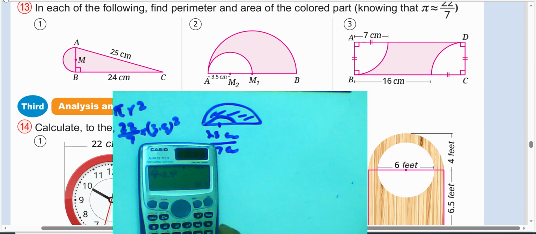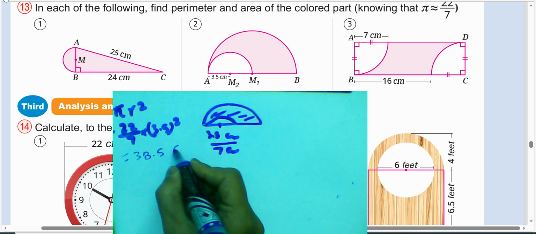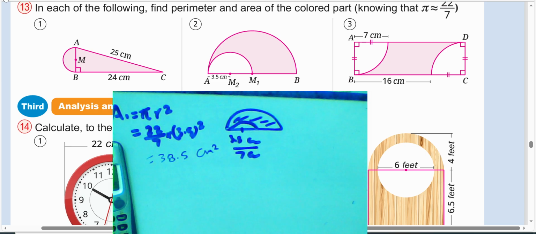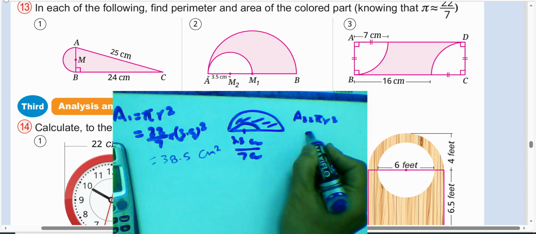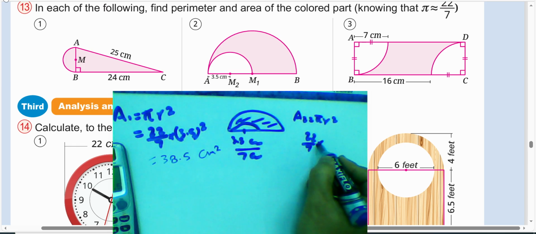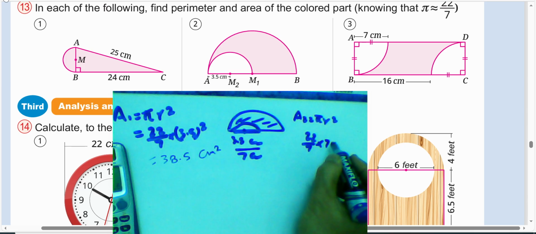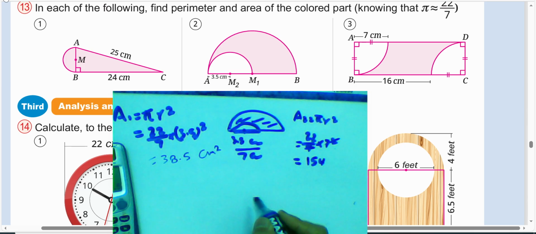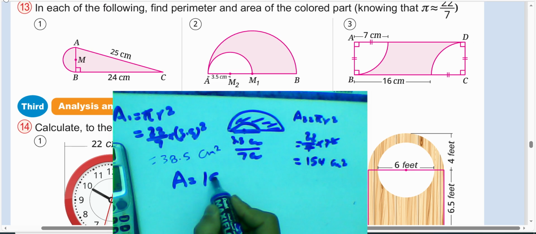The result will be 38.5 square centimeters. This is area 1. Now we can find area 2 of circle number 2. Area 2 equals pi r power 2, 22 over 7, and the radius here is 7, the radius of the greatest circle. 7 power 2. The result will be 7 times 22, 154 square centimeters.